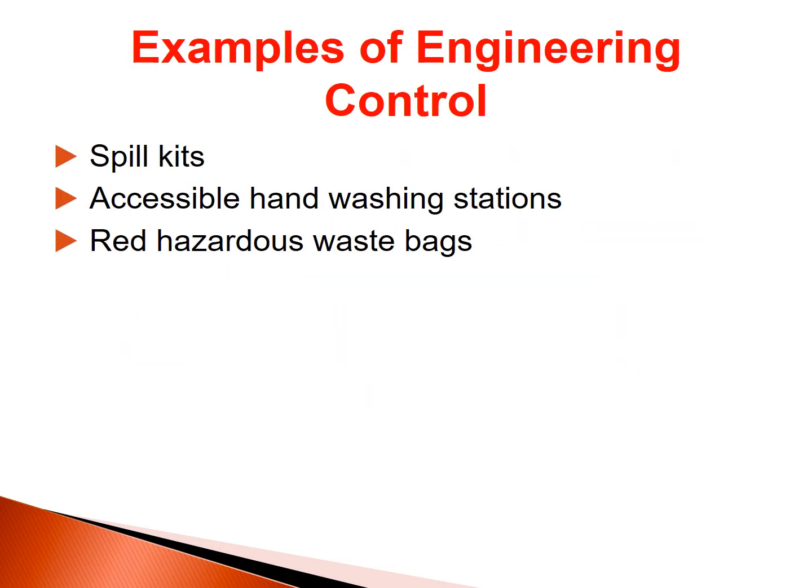Examples of engineering controls: spill kits. We've seen numerous departments go out and actually buy spill kits now. They look like larger versions of first aid kits, but the spill kits are going to have gloves, either latex or rubber, probably some sort of hand sanitizer, wipes. It may even have some diluted bleach in there as well. Also, the other examples are hand washing stations. That also includes eye washing stations, if you have those, and also red hazardous waste bags.